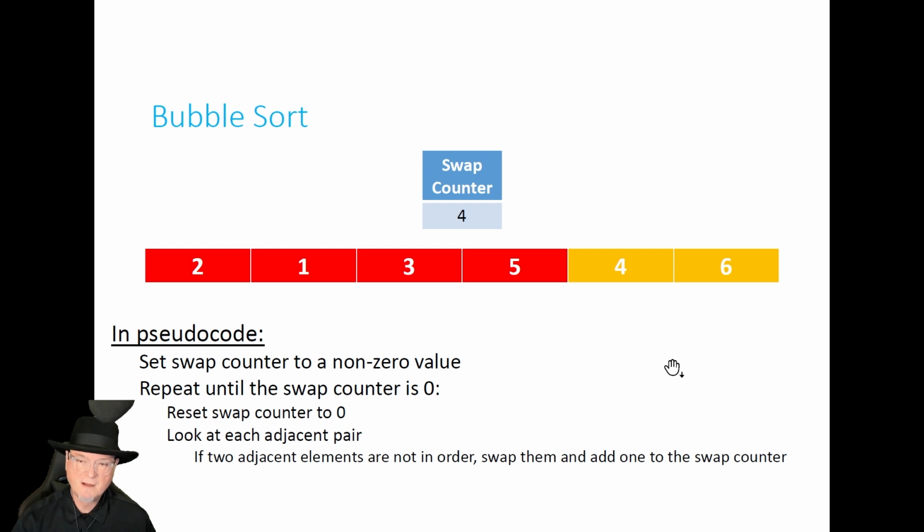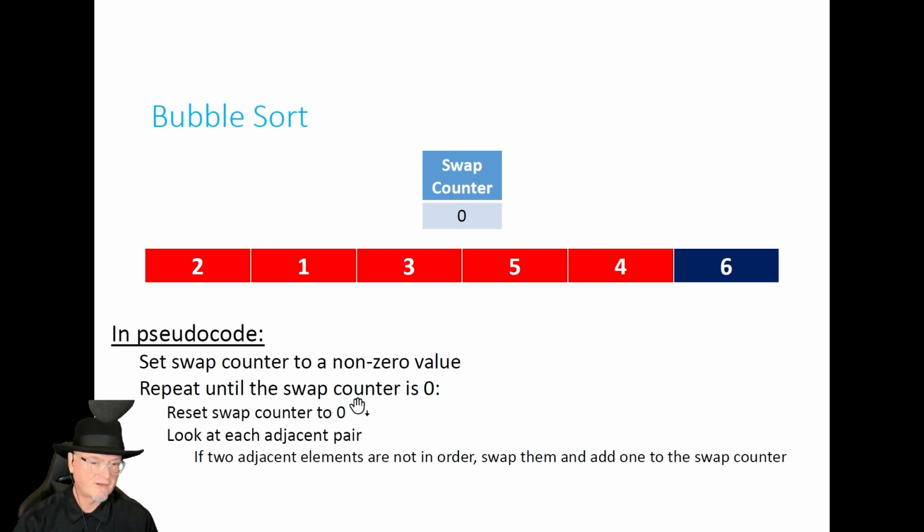Boom. All right, now we've gone through the whole array once. And if we just glance at it, it's still not in order. So we have more work to do. Because our swap counter after this first pass is not at 0, we're going to start back at the beginning of the array and do it all again.